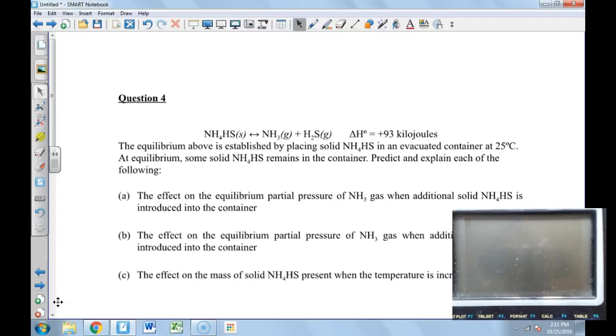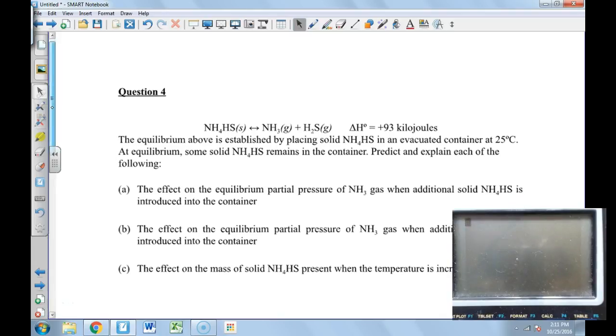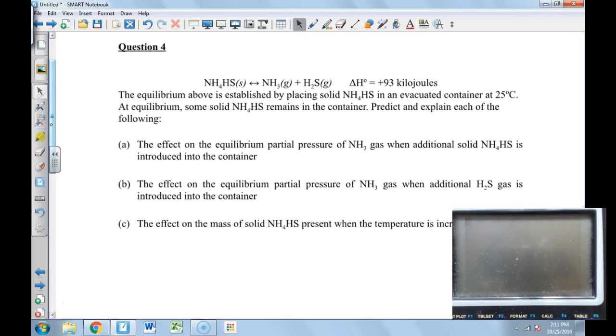Hey everybody, this is question 4 from the fall 2016 exam from RCBC, and I wanted to go over the answers here. This open-ended question is all about Le Chatelier's principle. Okay, so I'm going to answer these questions.